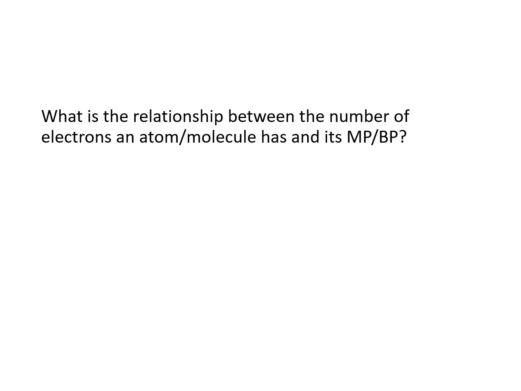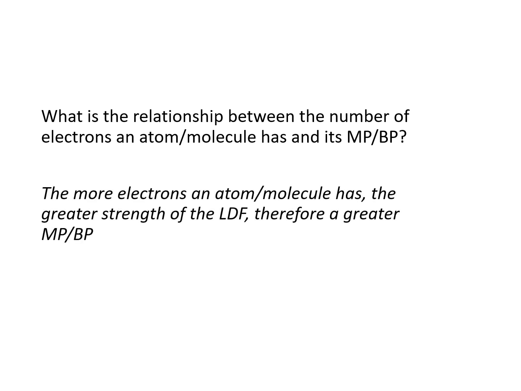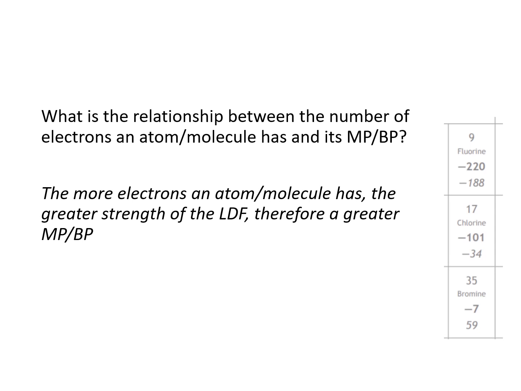So a typical question might be this here: what is the relationship between the number of electrons in an atom or molecule and its melting and boiling point? The more electrons it has, the greater the strength of the London dispersion force. And we've seen this as well going down the group in the periodic table. So this is our halogens here, fluorine at the top, bromine lower down towards the bottom.